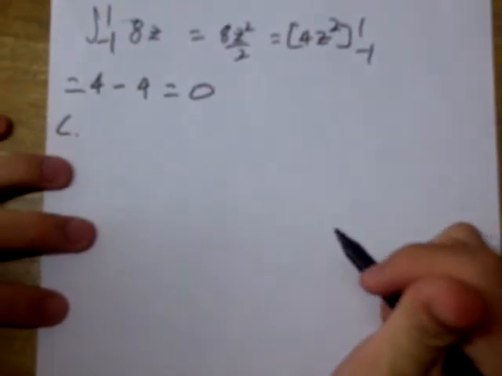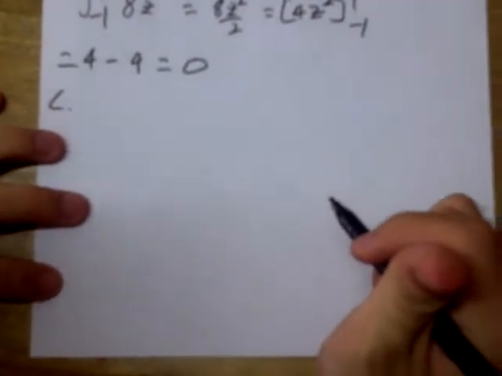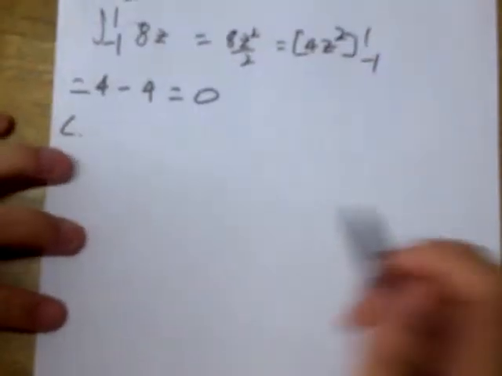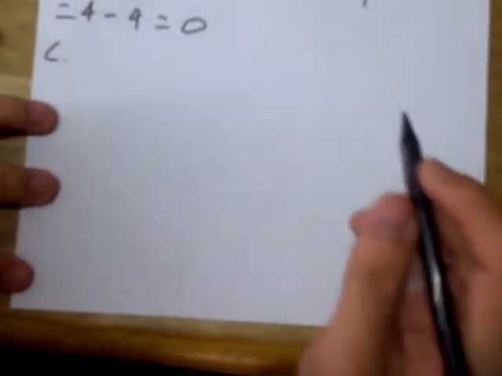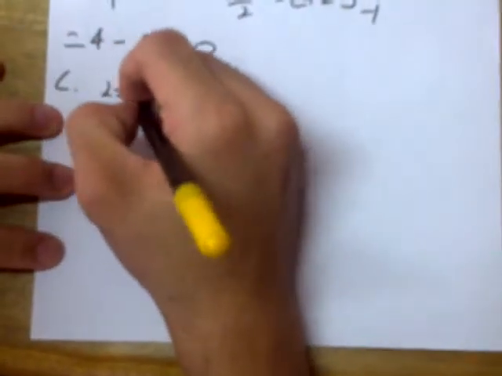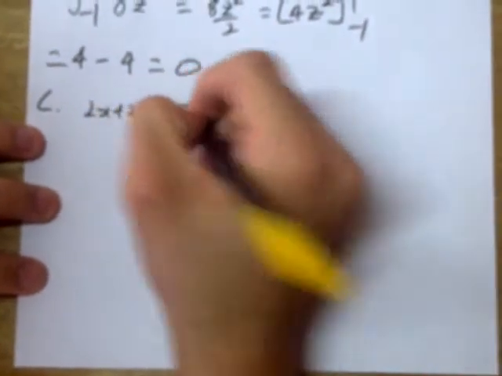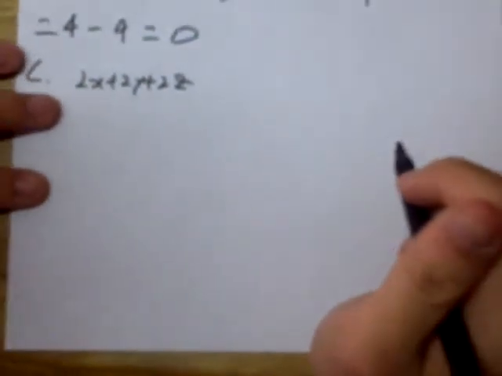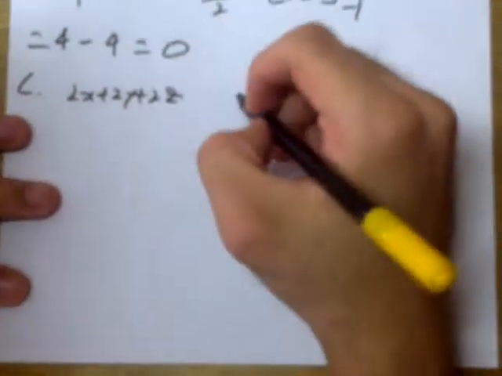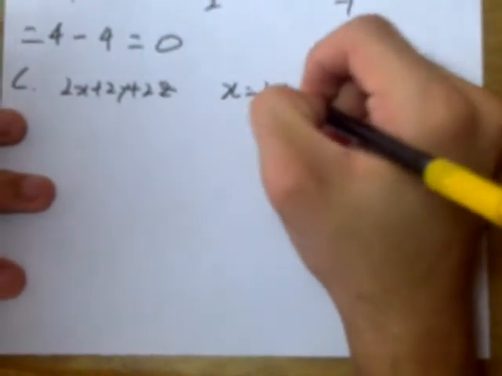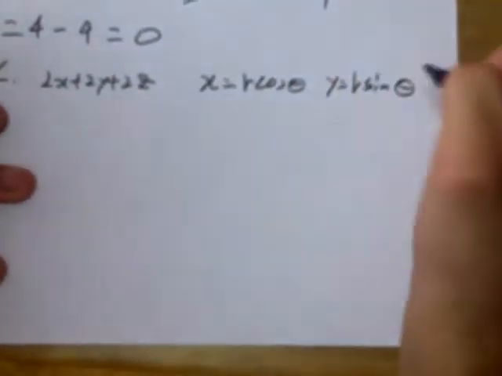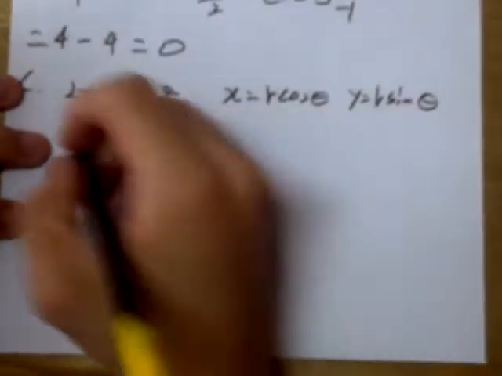The region cut from the solid cylinder x squared plus y squared less than or equal to 4 by the planes z equal to 0 and z equal to 1. This question also we use the same equation, 2x plus 2y plus 2z, but we need to convert this equation since the question says cylindrical. So x equal to r cos theta, y equal to r sin theta. We use this formula and substitute it in.